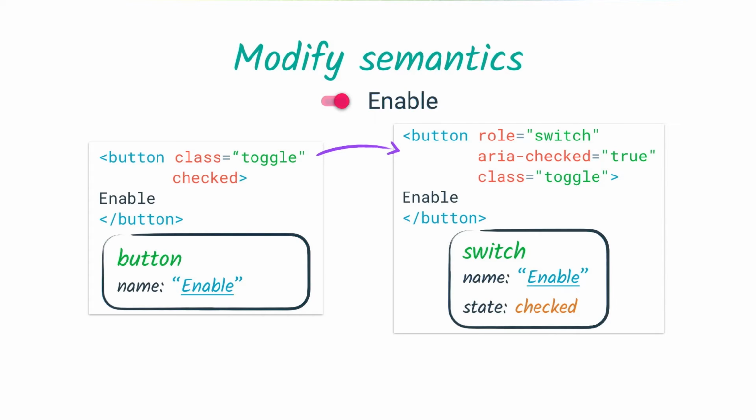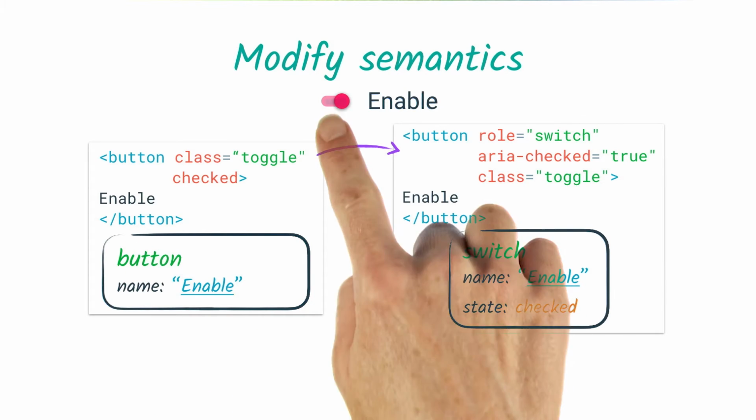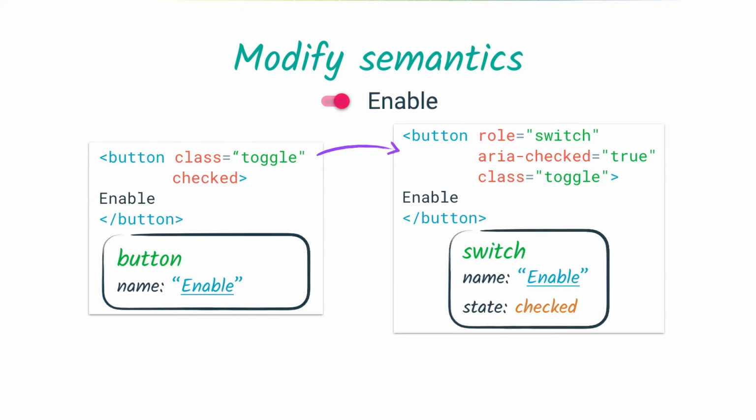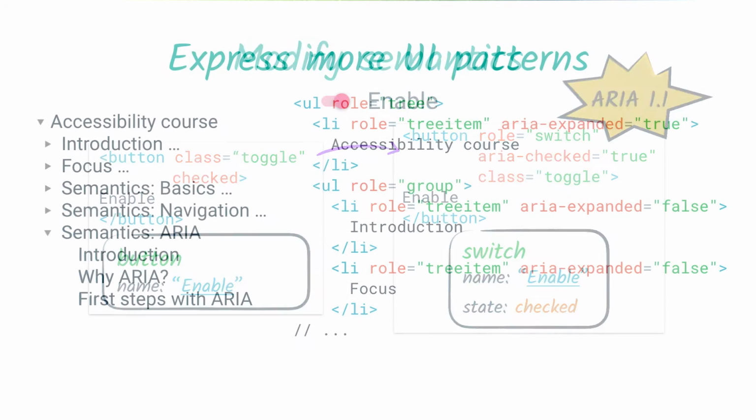ARIA can also modify existing element semantics within certain bounds. For example, I might use a button element to implement an on-off switch type of control. I can add an ARIA role of switch to the button to more accurately express its semantics. One quick note, that switch role is part of the forthcoming ARIA 1.1 spec, so as I'm recording this, it's not quite ready for prime time yet. Just like all web standards, ARIA is moving and evolving to keep up with new UI patterns.